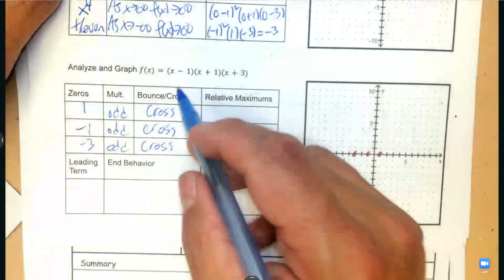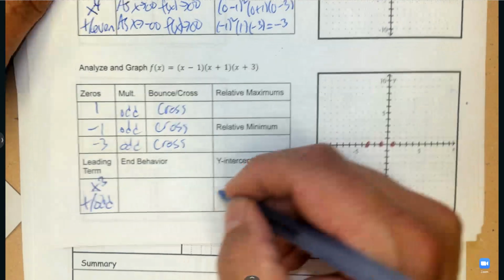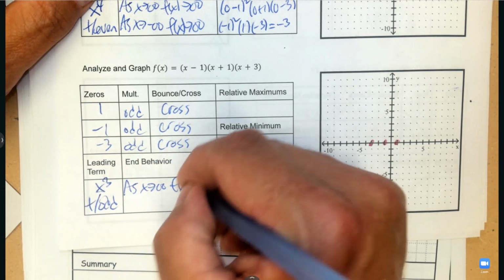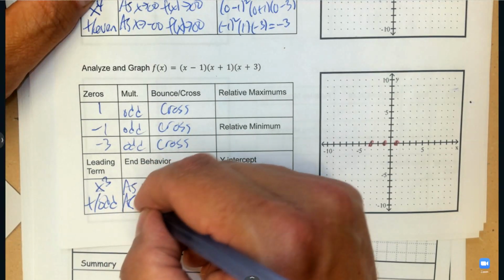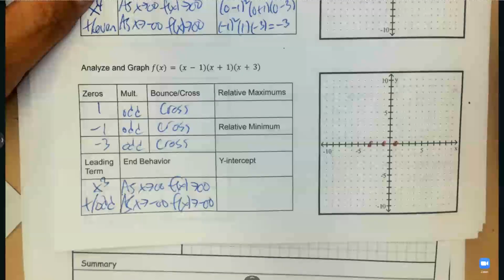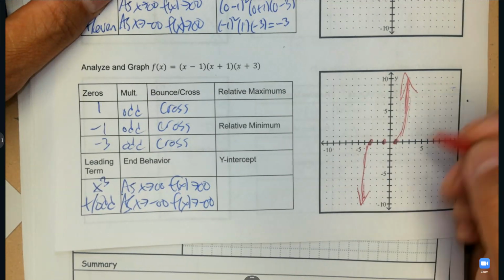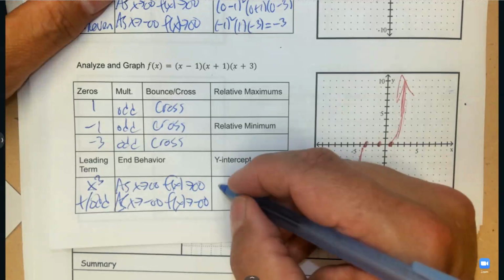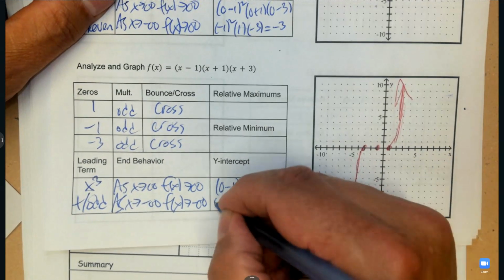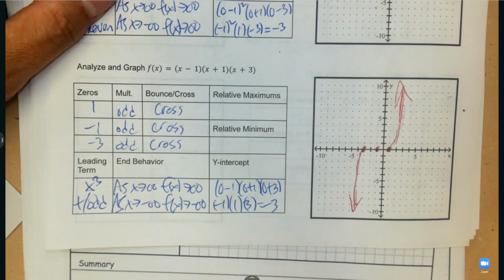The end behavior, x times x times x, the power term's x cubed, which means it's positive with an odd exponent. The right end goes up, and the left end goes down. So the right end goes up, and the left end goes down. The intercept, 0. That's negative 1 times 1 times 3. That's negative 3.